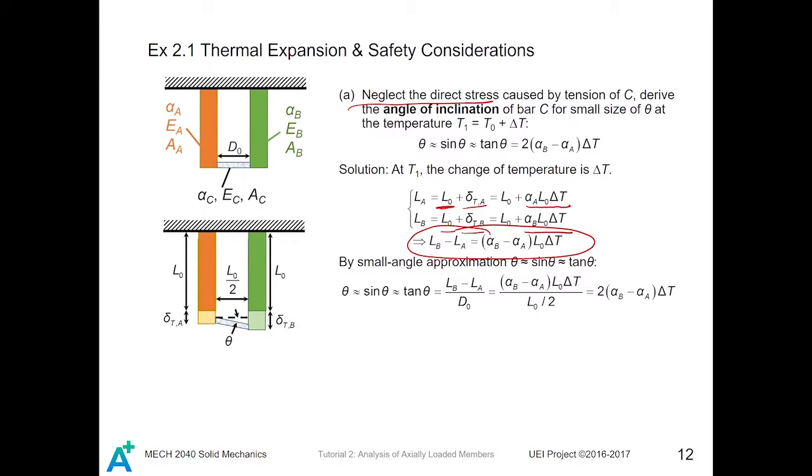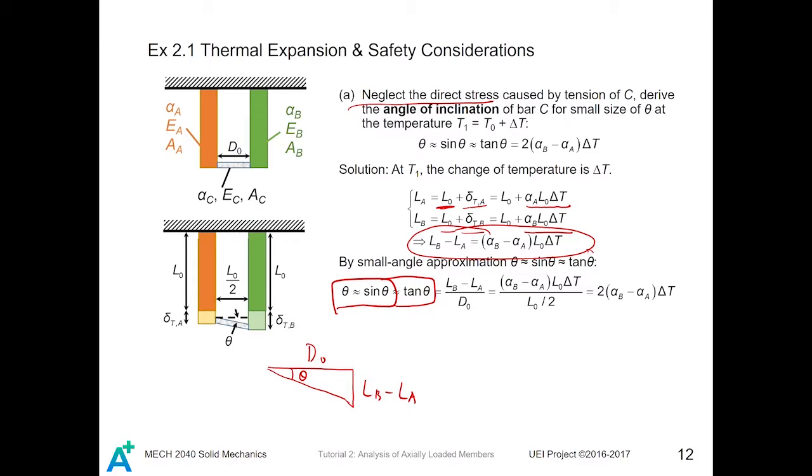Then by small angle approximation, we can find theta equals sine theta equals tangent theta. We can write tangent theta as LB minus LA divided by D0. Consider this right angle triangle. This is D0. Since this bar is inclined, the difference of length between LB and LA will be this opposite side. And then this is your theta. Therefore, tangent theta equals LB minus LA divided by D0.